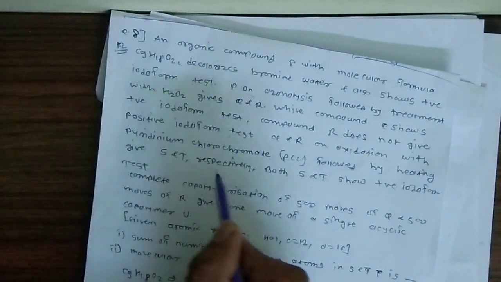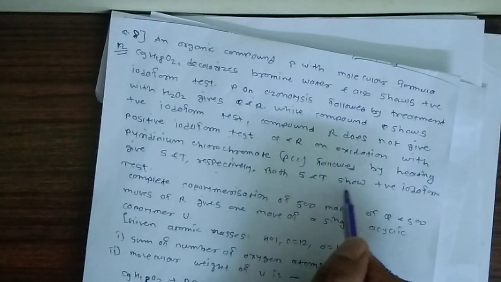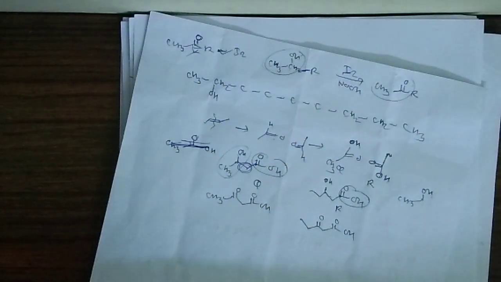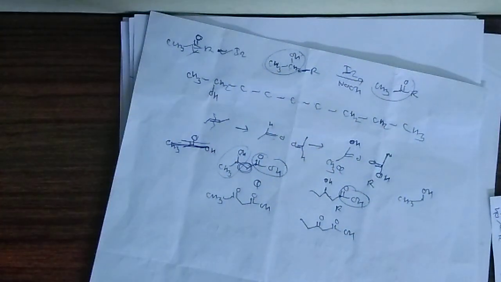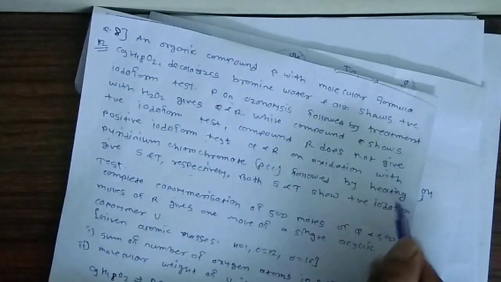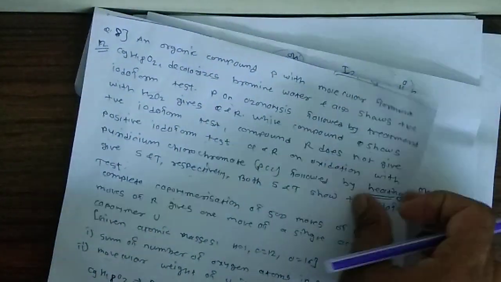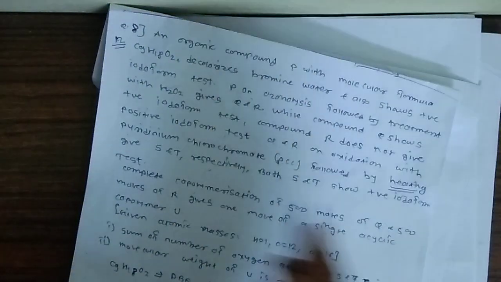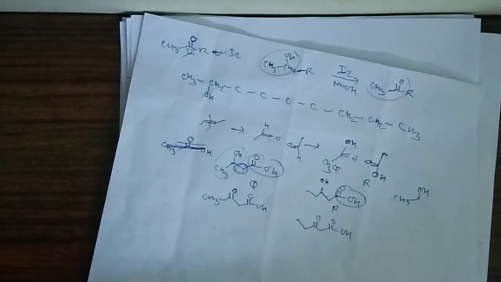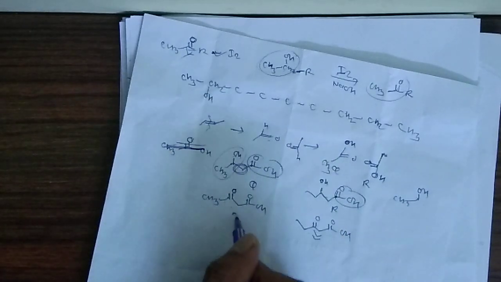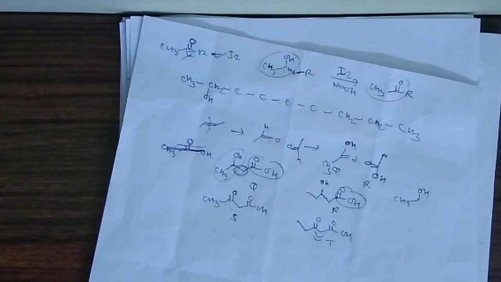Oxidation followed by heating gives S and T respectively. Both S and T show positive iodoform test. From this, the word "heating" is important here. If you see here, this will give positive iodoform test, but this will not give. Suppose this is our S, this is our T, but this T will not give positive iodoform test.